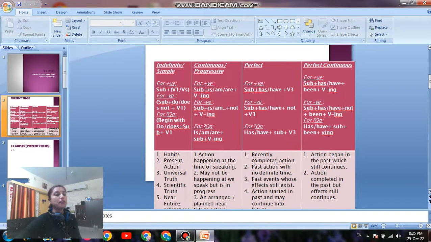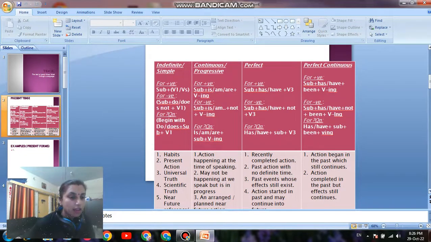And present indefinite, or simple present, is also used for universal truth, scientific truth, right? Like water boils at 100 degrees Celsius. It is scientifically proven. So you will always use boils at, that means simple present tense, a VS form, right? Or the sun rises in the east, which is a scientific as well as universal truth. We all know it, right? So like that, we can use simple present tense.